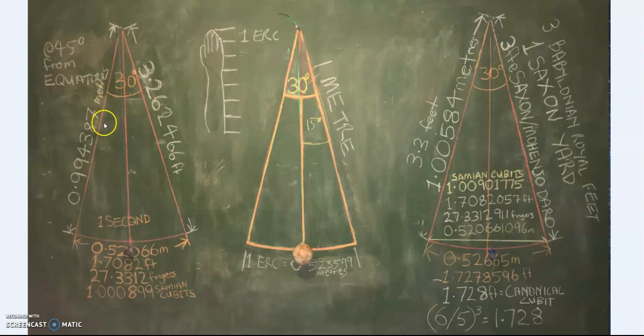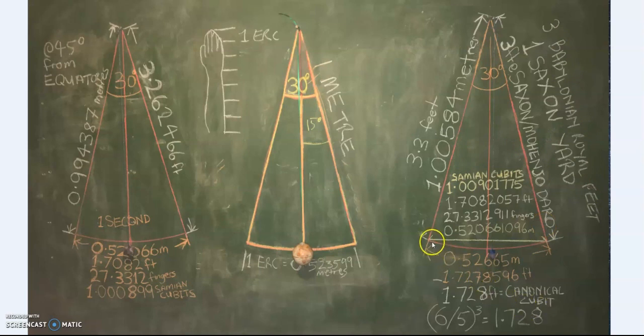We also have this pendulum, which is slightly shorter, but it's 1 second at 45 degrees north or south of the equator. And this pendulum is 3.3 feet. Now 3.3, so 33 feet, those connections, but 3.3 feet is a Saxon yard, as it's called. It's also 3 Babylonian royal feet, or 3 Mohenjo-Daro / Indus civilization feet. Ancient units of measure coming together.